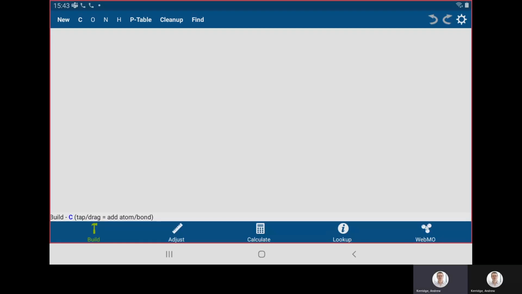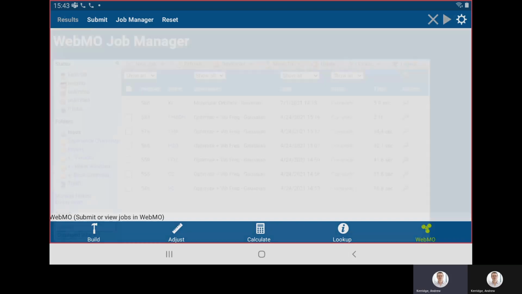And here, instead of creating a krypton atom from scratch, we're going to load the results of our previous simulation that we performed on the electronic structure of the krypton atom. So from the menu on the bottom, we select the option on the right hand side, the WebMO option. And now from the options at the top, we select Job Manager.